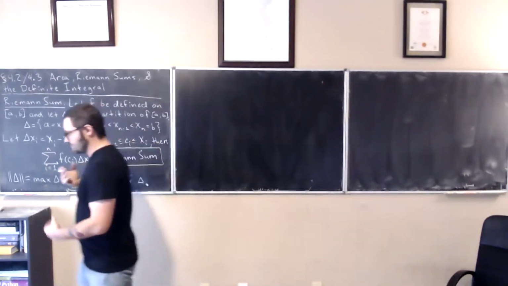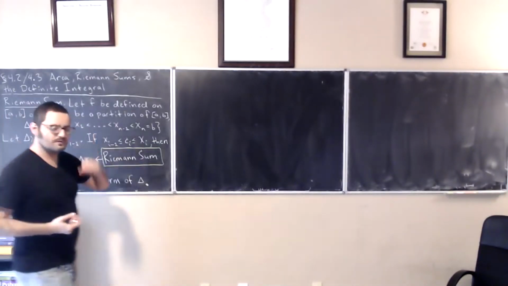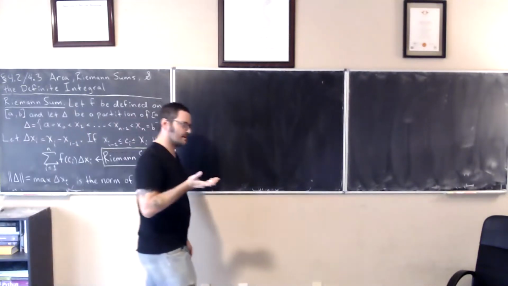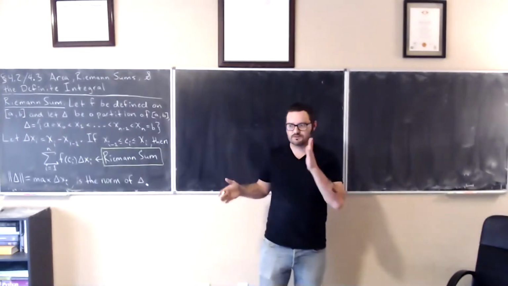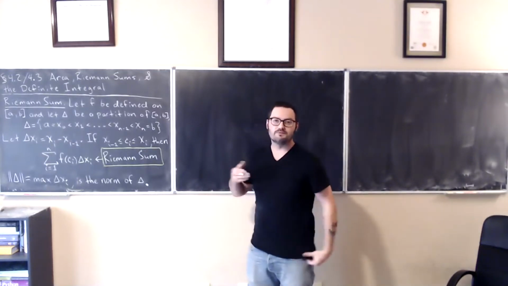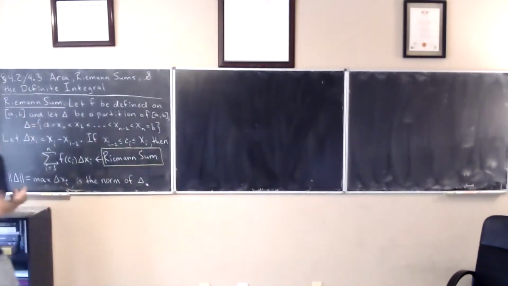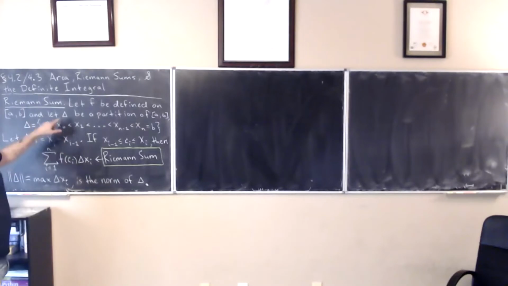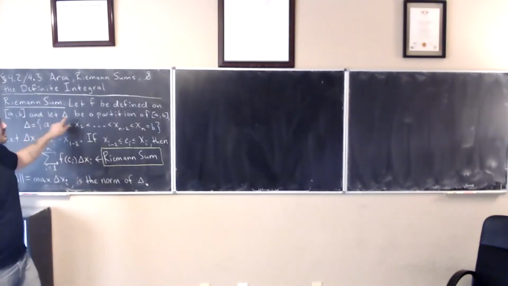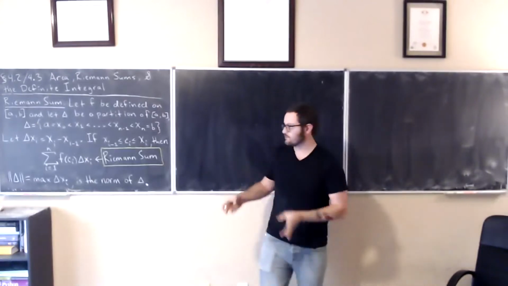Namely, we were seeking to find the area beneath the curve of a function above the x-axis and bounded with some closed interval a, b. And how did we do this? We look at a function that is defined on that closed interval, and then we take a partition of that interval as a collection of subintervals.